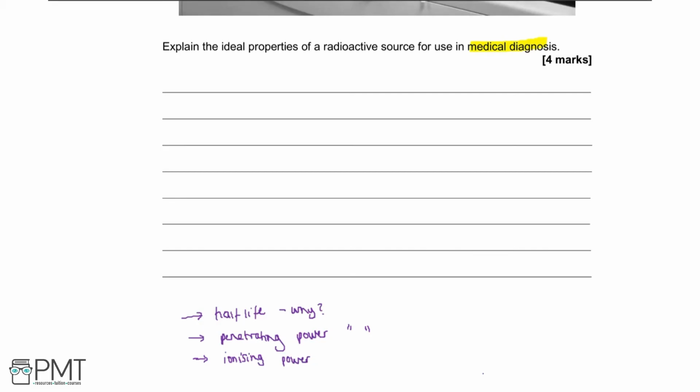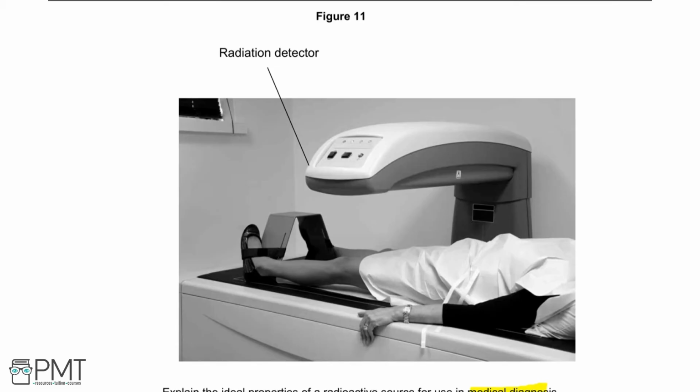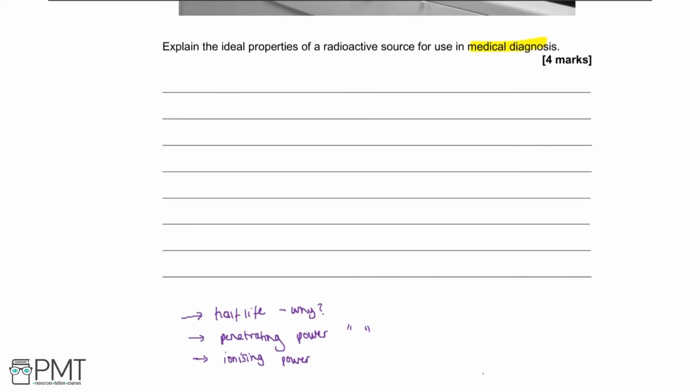First, let's discuss half-life. What sort of half-life do we want a source to have if it's being used in medical diagnosis? So what we want is for the source to enter the patient's body, to travel around the body and decay, and then to be detected by the radioactive detector that they have shown us in figure 11. So what we want for a source that's being used in medical diagnosis is for it to have a short half-life.